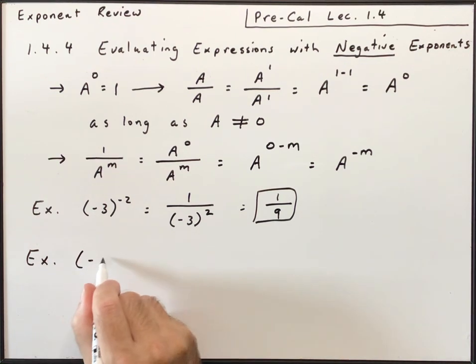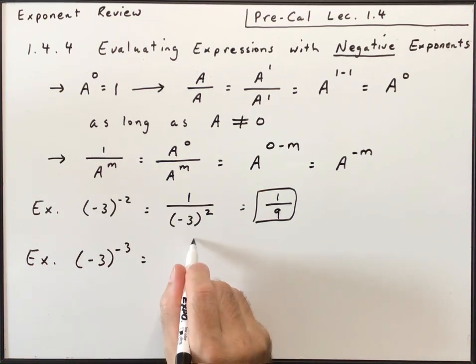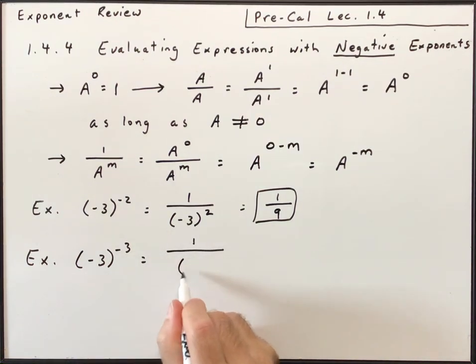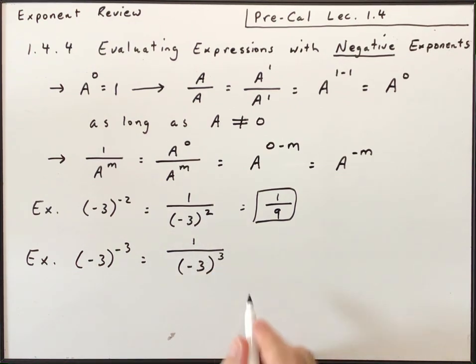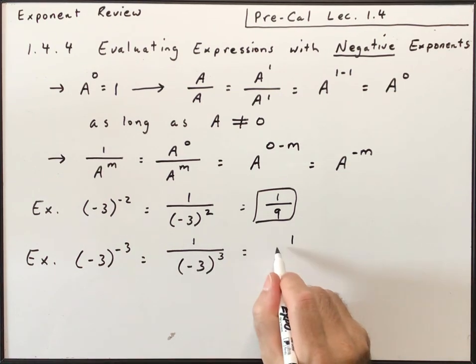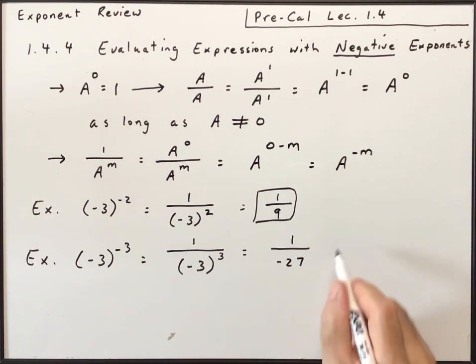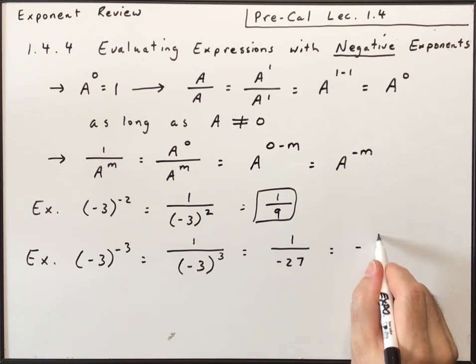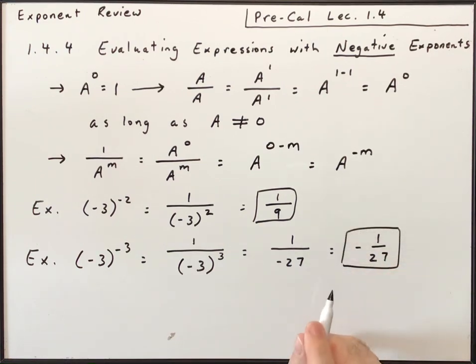How about negative 3 to the negative 3 power? That's the same as 1 over negative 3 cubed. Negative 3 times negative 3 times negative 3. You can put that in your calculator if you need to, but that's negative 27. So it's the same as negative 1 over 27.